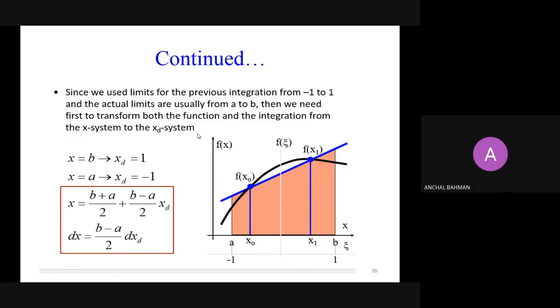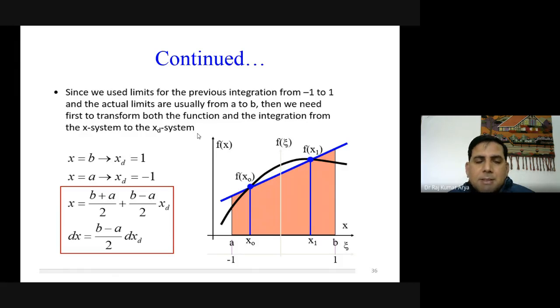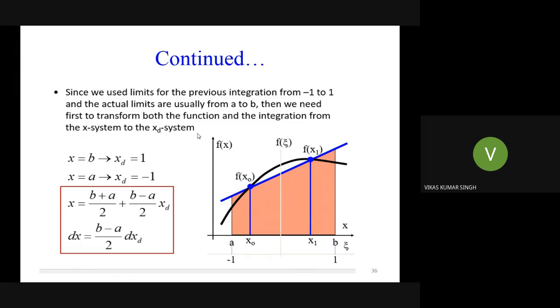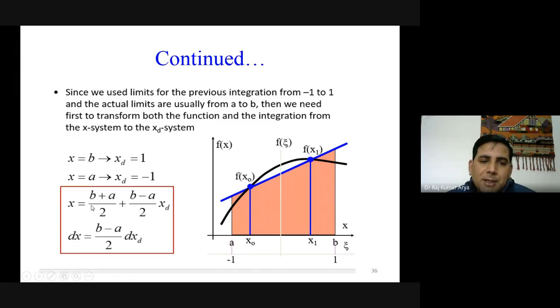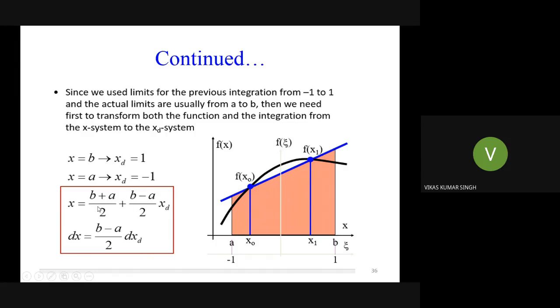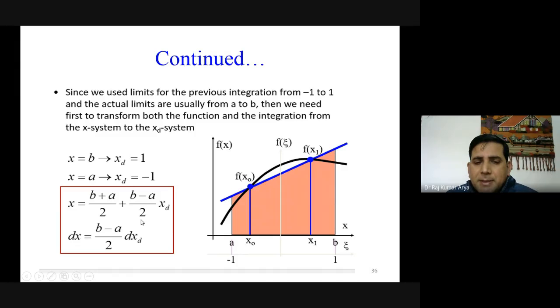Because you have two equations. First one is b equal to p plus m. Next is a equal to p minus m, right? So if you solve them, you will get p and m. Sir, p is equal to (b plus a) upon 2 and m is equal to (b minus a) upon 2. Same thing, right? So your x is being converted in terms of zeta just like that.